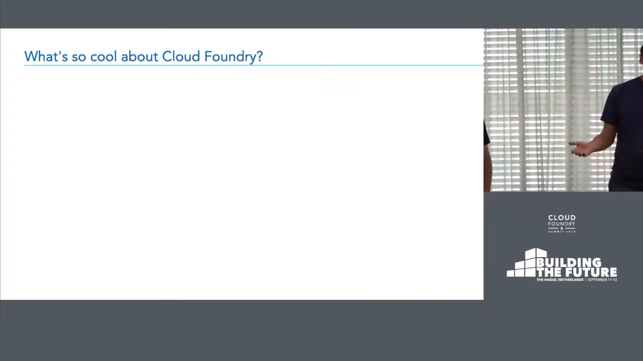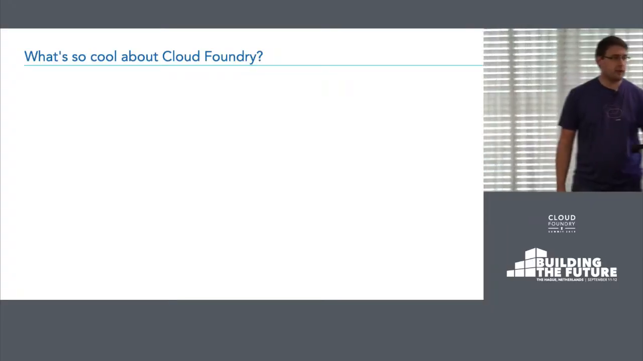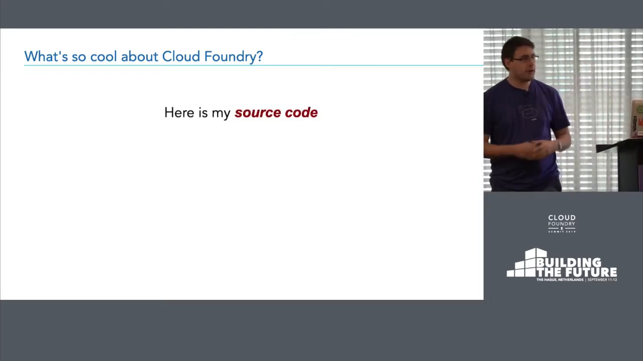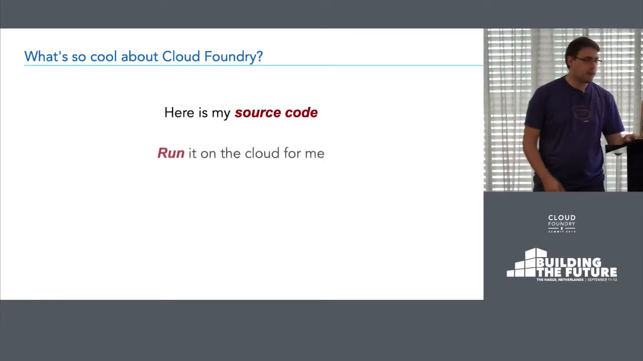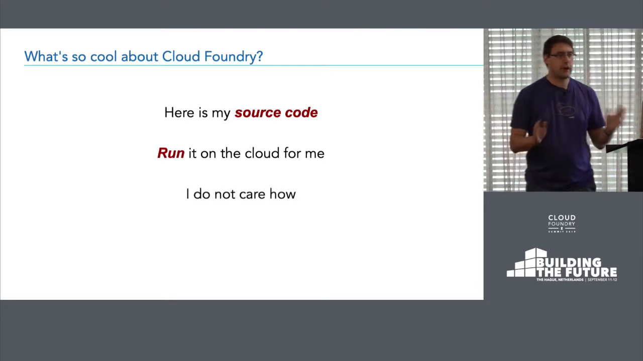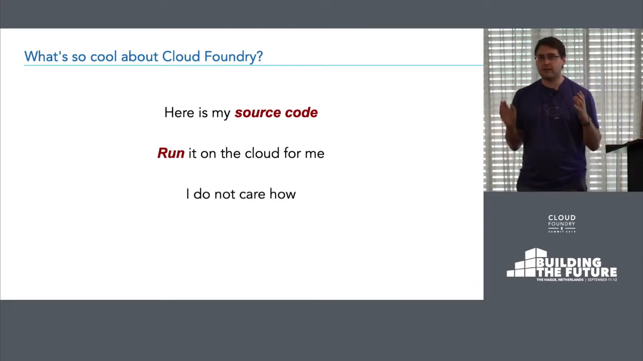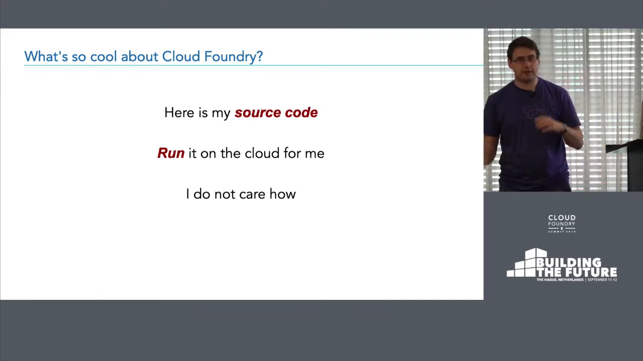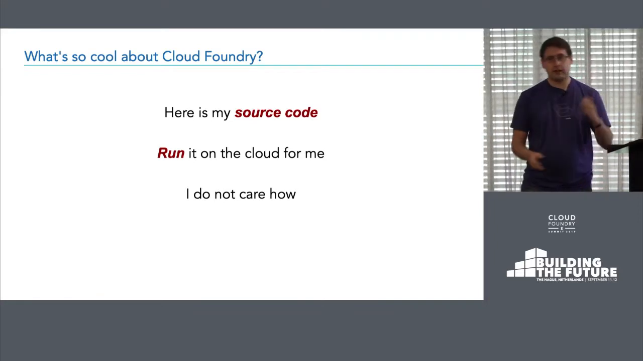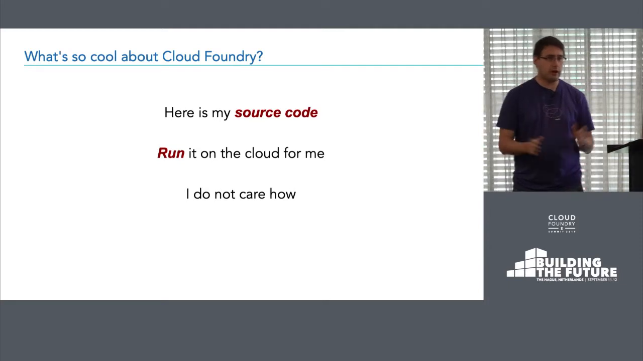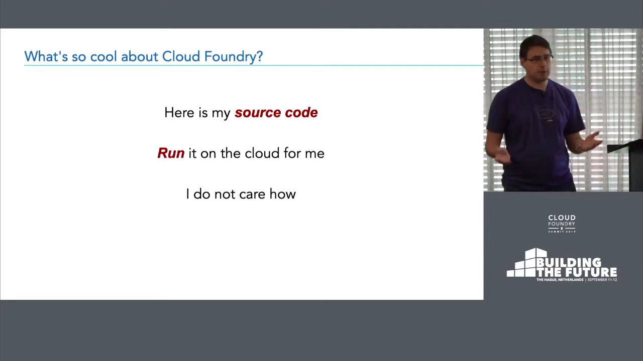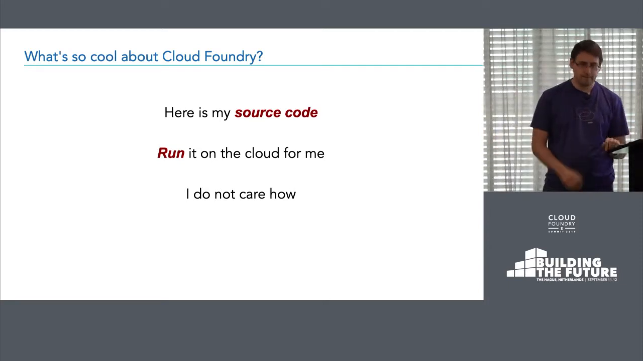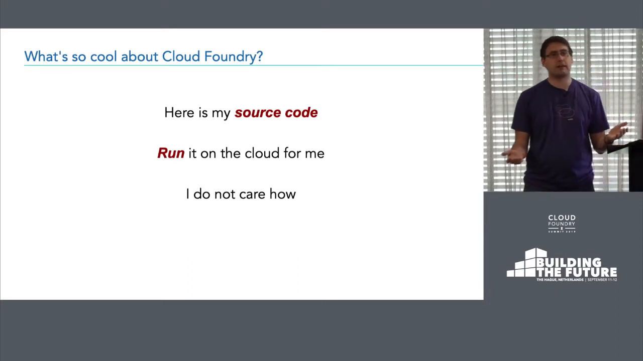So the idea behind Project 42 is that what's so cool about Cloud Foundry? Really honestly, it's that you as a developer have your source code, run it on the cloud, and don't care how. So the whole thing is about the CF push experience. You don't have to mingle with things like routing, DNS, and such stuff. You only have your code, push it there, and be happy. But on day two, what's left of that?